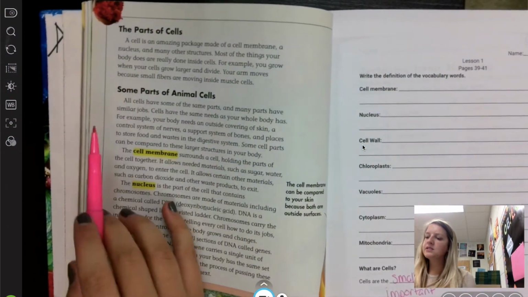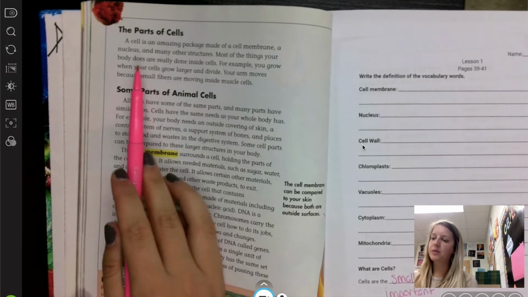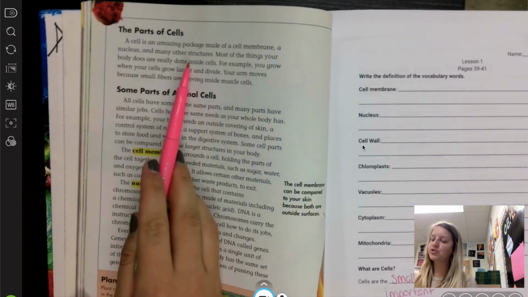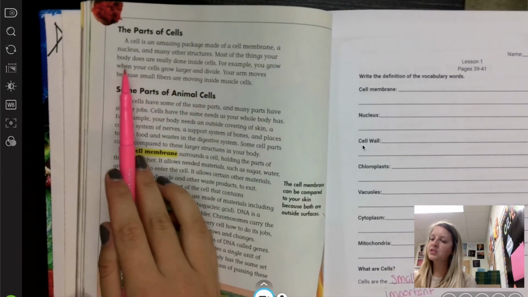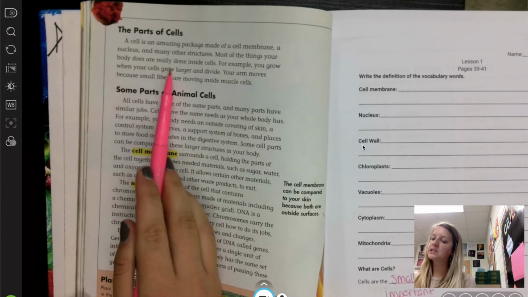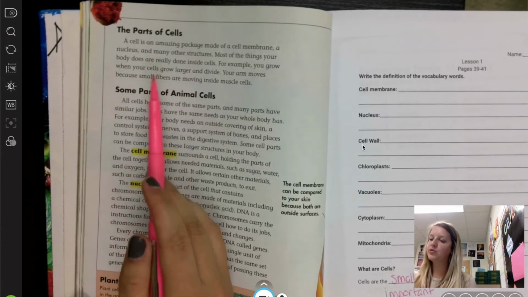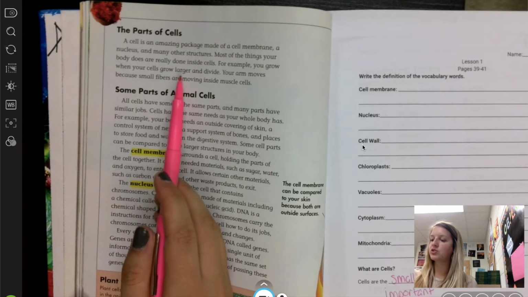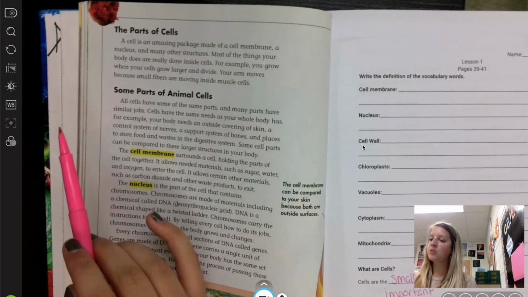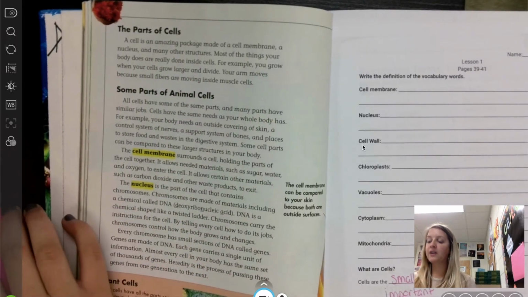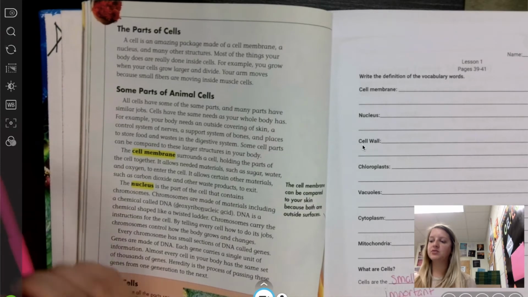A cell is an amazing package made of a cell membrane, a nucleus, and many other structures. Most of the things your body does are really done inside cells. For example, you grow when your cells grow larger and divide. Your arm moves because small fibers are moving inside muscle cells.